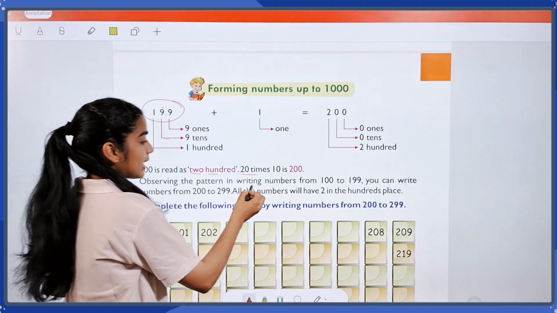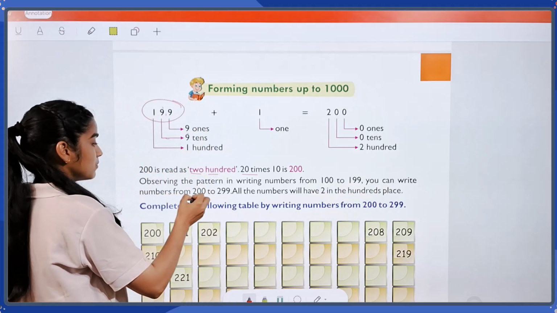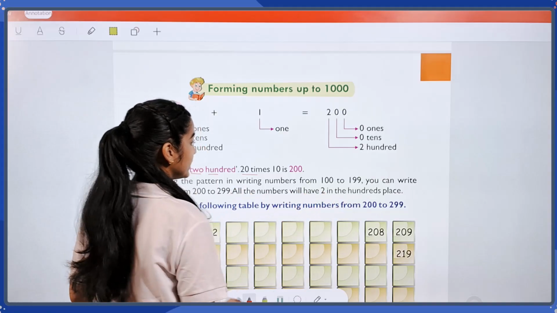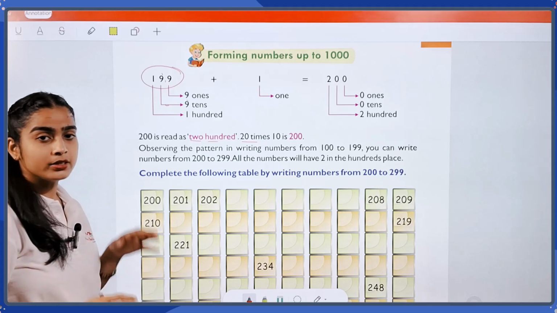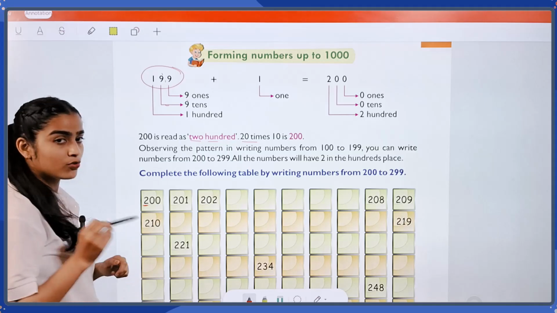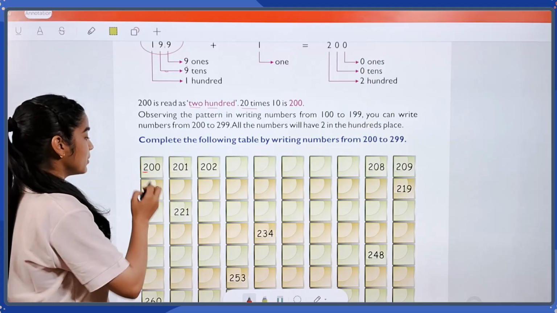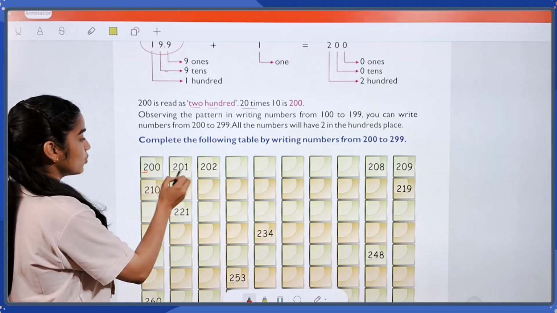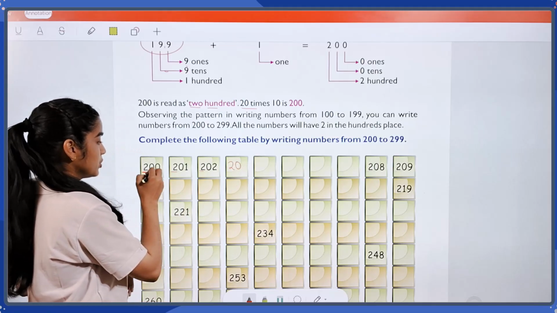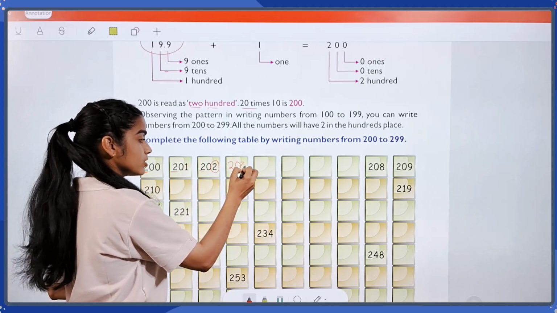Observing the pattern in writing numbers from 100 to 199, you can write numbers from 200 to 299. All the numbers will have 2 in the hundreds place. Similarly, when we write 100 to 199, in the hundreds place we write only 1. In this case, we have only 2 in all the numbers. So 2, 2, 2. First we write 2, then 0 is common, then 200, 201, 202. What comes after 2? 3. So your answer is 203.